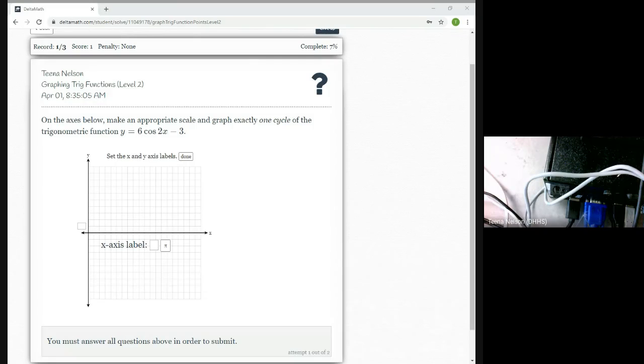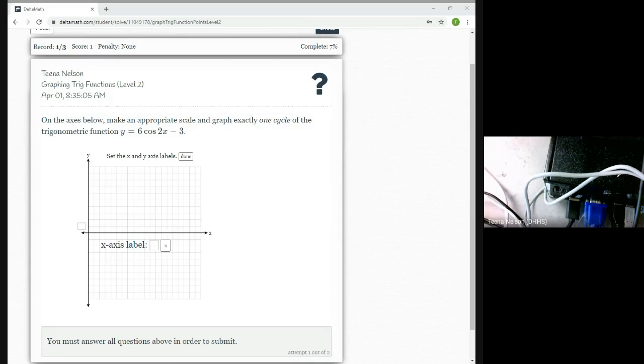Okay, I'm going to try and do a tutorial here on how to do the graphing part of this first quiz. So I'm looking at my equation here, y equals 6 cosine 2x minus 3. I recognize that the 6 is my amplitude, and the negative 3 is going to move my midline down 3. So I know if I move down 3, I'm going to have to go up 6 from that.